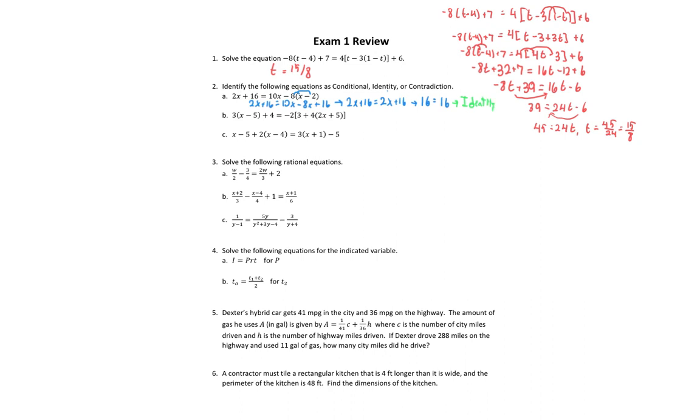Okay, now for this next one. I'm going to go in and distribute this 4 inside this parenthesis first. So we'll get 3x minus 5 plus 4 equals minus 2, bracket, 3 plus 4 times 2 is going to be 8x, 4 times 5 is plus 20. I'll combine like terms inside the bracket.